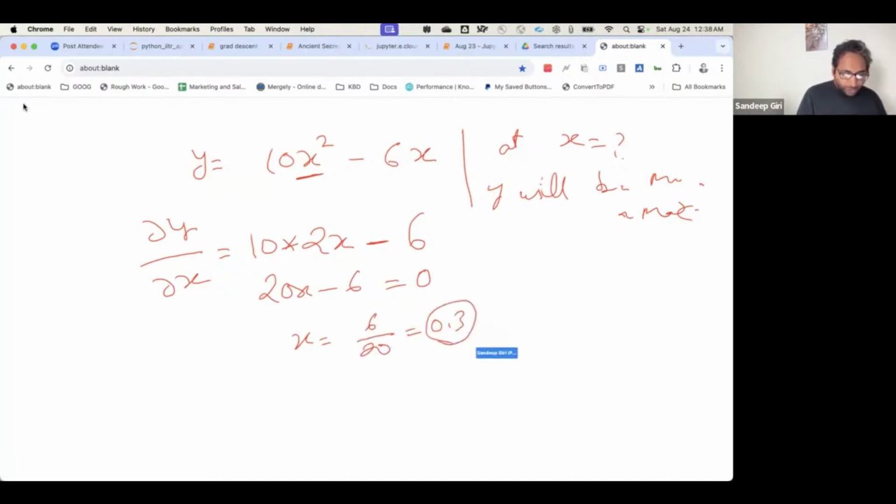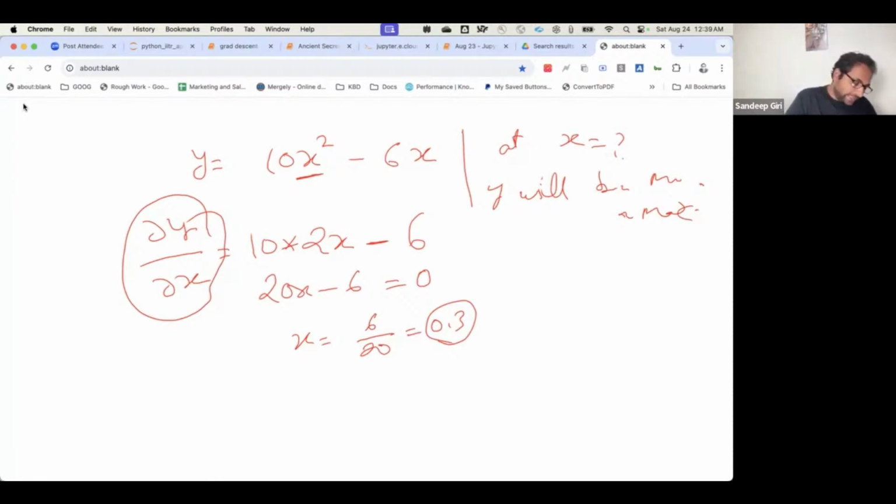At x equals 0.3, this will be 0. Correct? Are you okay with this? We just found that at 0.3, the derivative is going to be 0. Now, how do we know whether it is a minima or maxima?